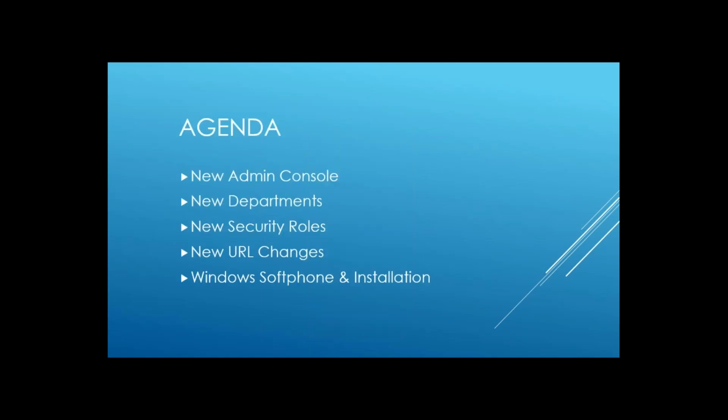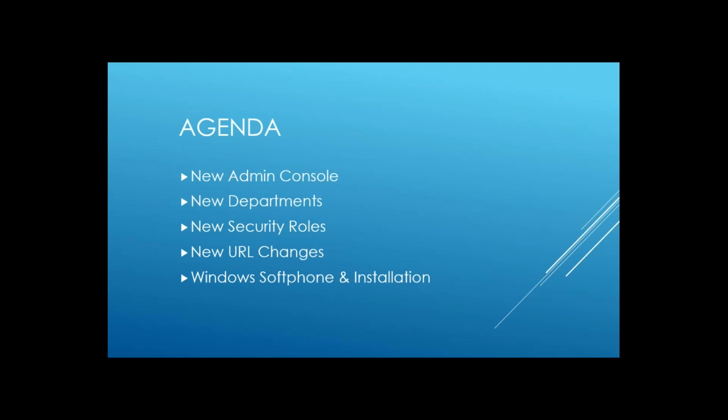So in terms of the agenda, we're going to be looking at the new admin console and the changes around the management console and the web client as well. New departments and new security roles are kind of intertwined, where you have a lot more granularity in how you control different security permissions, different users, and really for larger deployments, how you can enable changes in bulk. We've got some changes to the URLs, so we're going to look at how those have been shortened and made a bit simpler, and that's really in part due to the new admin console changes as well.